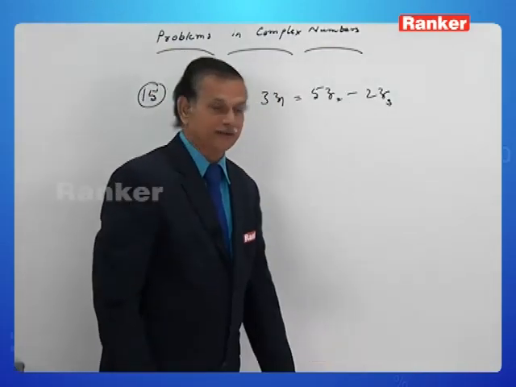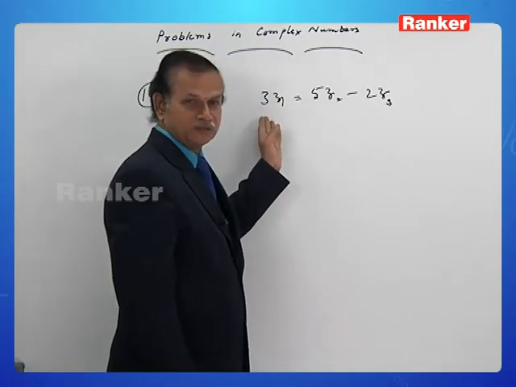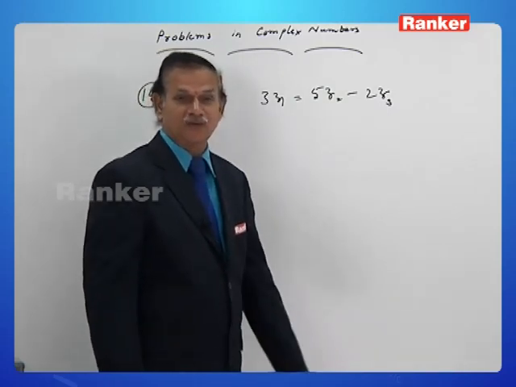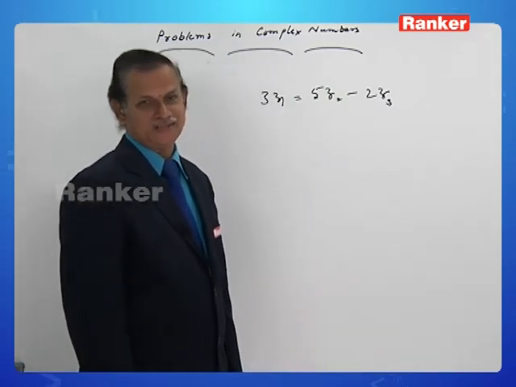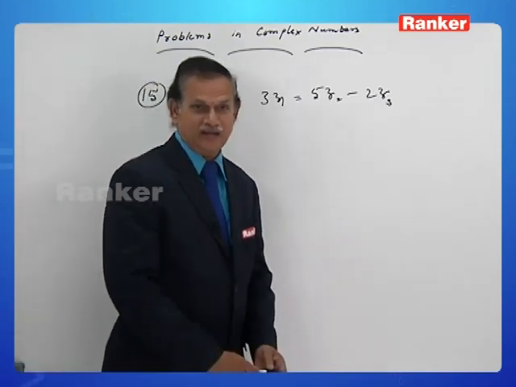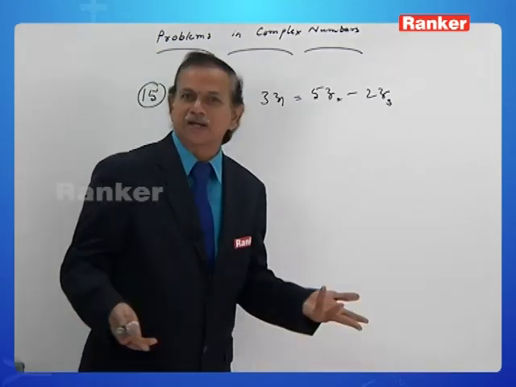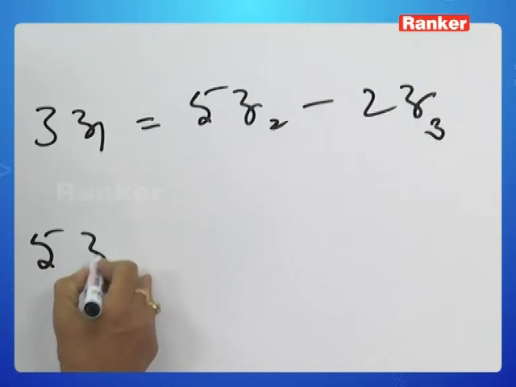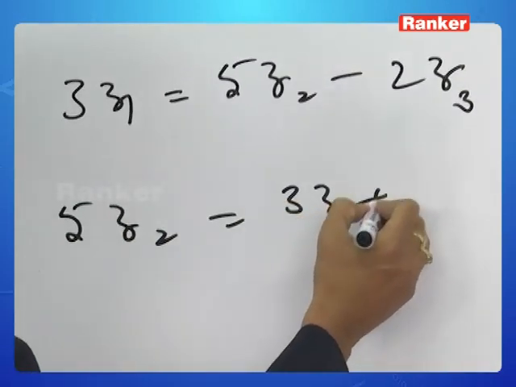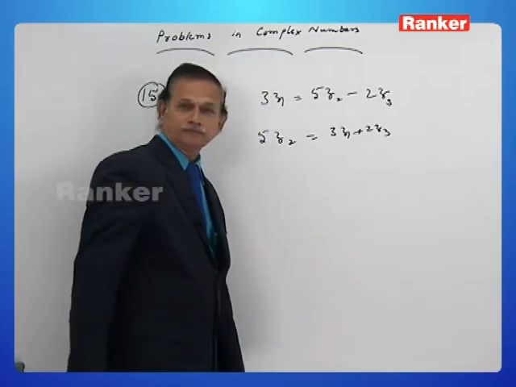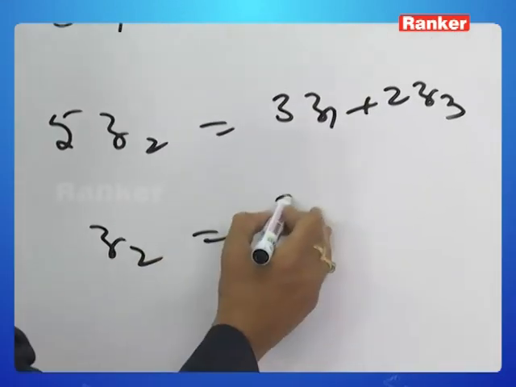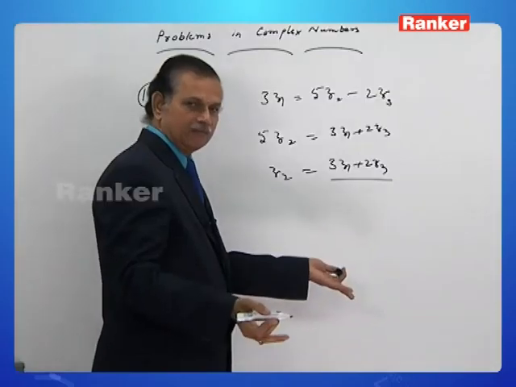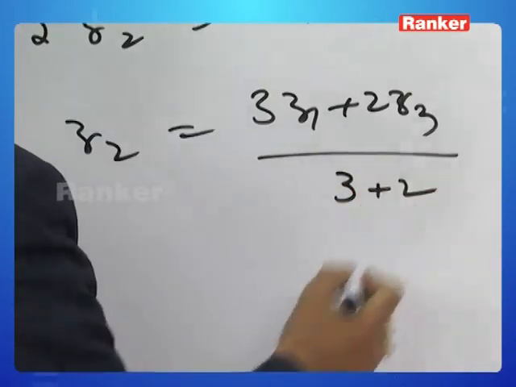It's a very simple idea. What is the coefficient of z1 here? 3. What is the sum of the coefficients on the right hand side? 3. It does mean they are collinear. Yes, they are collinear, so they should lie on a line. To understand it very clearly, observe: 5z2 is equal to 3z1 plus 2z3. Therefore, z2 is equal to (3z1 plus 2z3) by 5. I do not write 5; I like to write 3 plus 2.